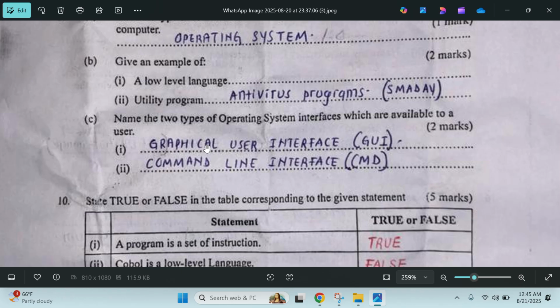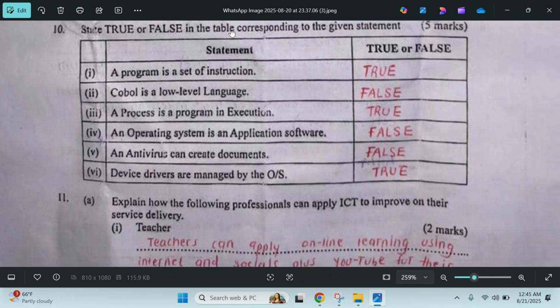C. Name two types of operating system interfaces which are available to the user. An operating system is going to have a graphical user interface and a command line interface.